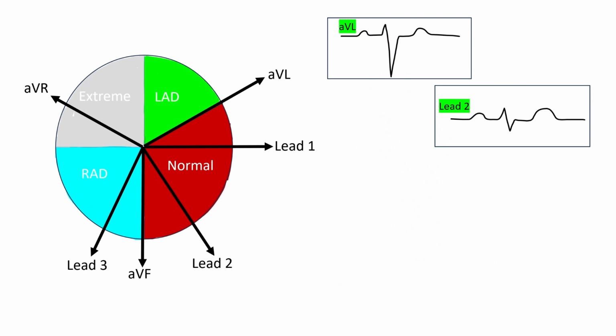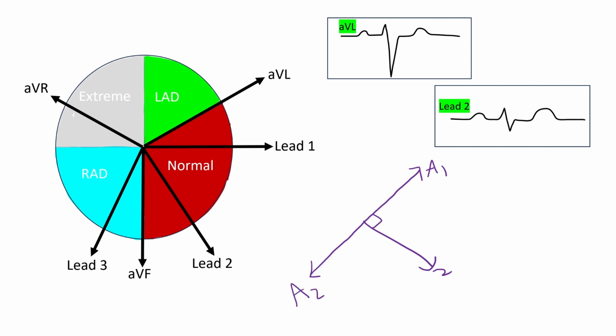Now let's discuss lead 2. You'll understand why AVL is there in a minute. So lead 2 is equiphasic. Whenever you have an equiphasic lead, you should understand that the axis lies perpendicular to it. So therefore we'll call it A1 and A2. Now it could be either one of these.